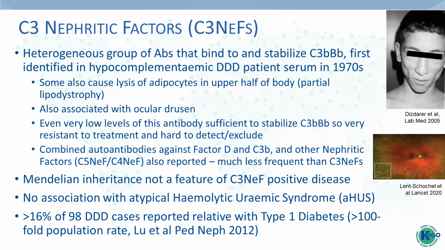Mendelian inheritance is not typically a feature of C3 nephritic factor positive disease, and there's no association with atypical hemolytic uremic syndrome. Interestingly, in one large series of dense deposit disease, 16% of the cases reported a relative with type 1 diabetes, which the authors report to represent a more than 100-fold increase on the expected population rate.